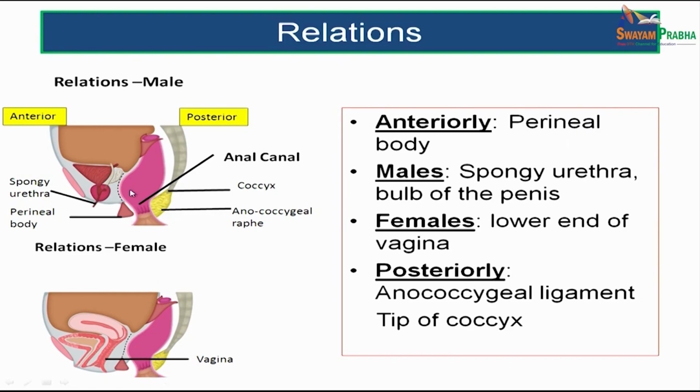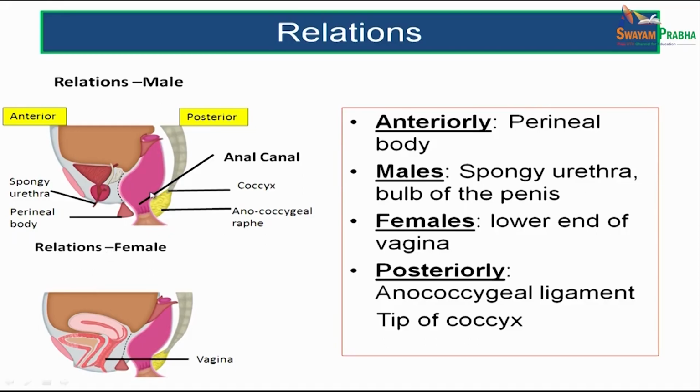Having understood this picture, let us understand the relations of anal canal. So, both in males and females, anteriorly there is a structure called perineal body. Anterior to the anal canal is the perineal body. In case of males, also you have the spongy urethra as shown in this picture, and also the bulb of the penis. In case of females, the anterior relation other than the perineal body is the lower end of vagina.